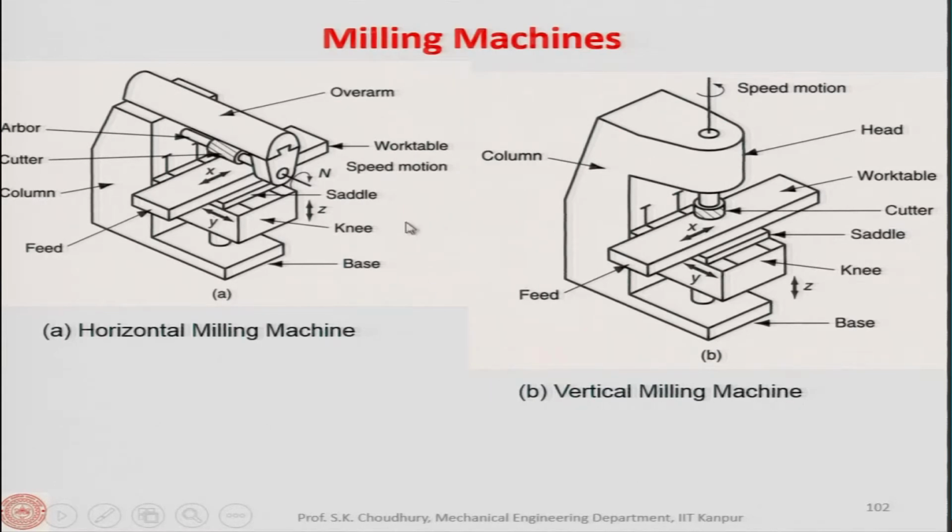In comparison to this, the components are almost the same in the vertical milling machine, except that the axis of the milling cutter is vertical. This is the cutter. Here, of course, the cutter is horizontal, and here also we have the base, the column, the head, the cutter, as I said, the table, which is given the feed. This is the x axis direction, and on the knee we have the saddle, which is given the y axis direction. So, other things are more or less the same.